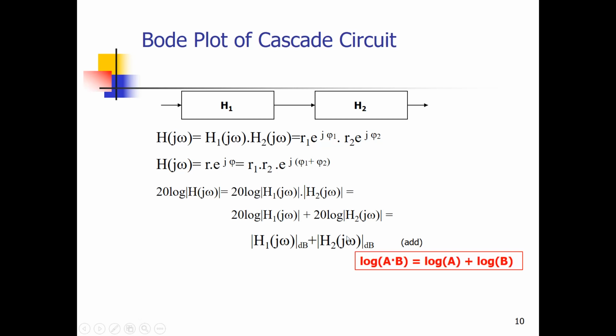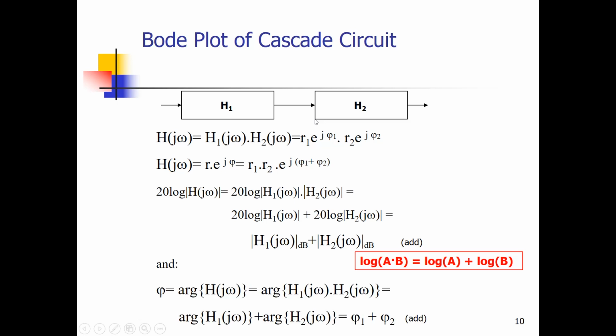And why is it possible? Because this was the mathematical rule we applied: log of A times B is log A plus log B. So what we have seen is, by using this expression for the Bode amplitude plot, we may add the phase plots of the different systems, and we may also add the amplitude plots of both systems in the Bode amplitude plot. Well, this is what I mentioned for the phase plots.